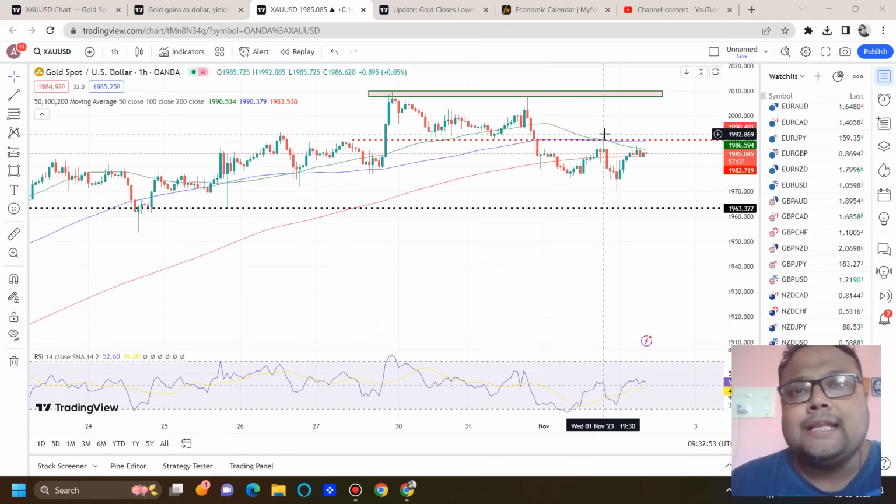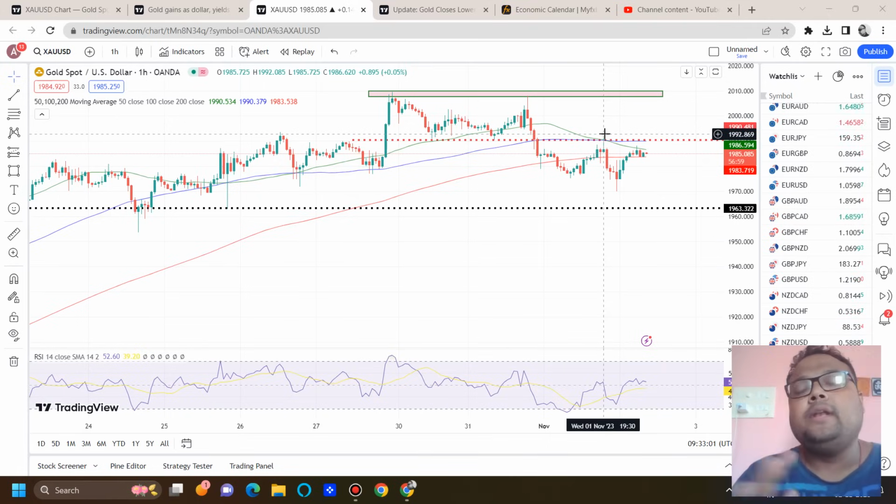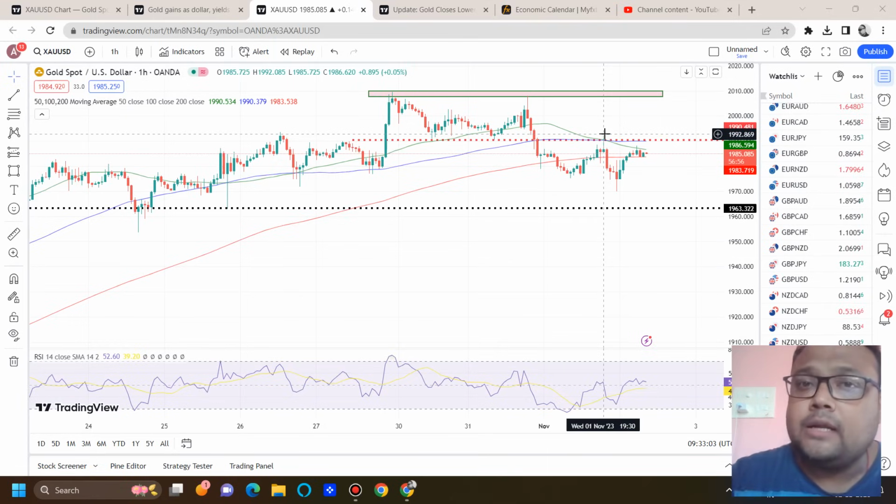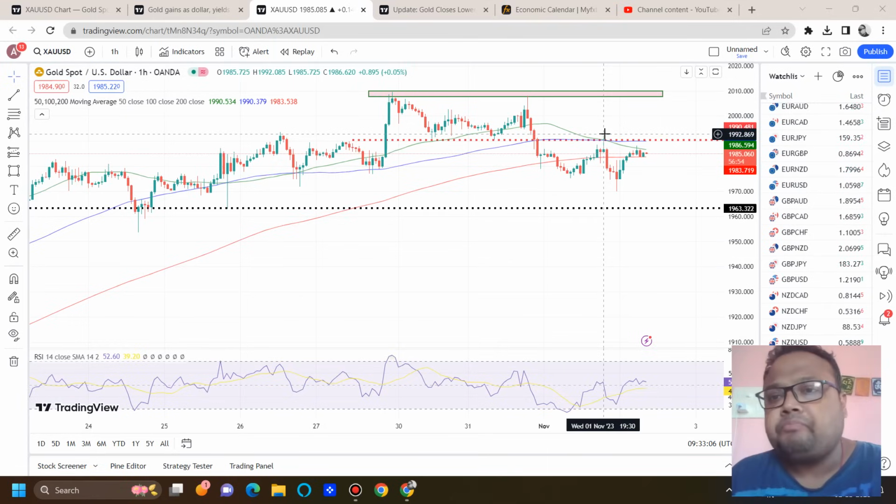If market breaks the 1992 level, and if you see that market is bullish, you can look for a quick buy position. Do not expect much. It is a little risky trade. So scalpers, you can look for 25 to 40 pips. If you see market continuing the upside, then you can go ahead.